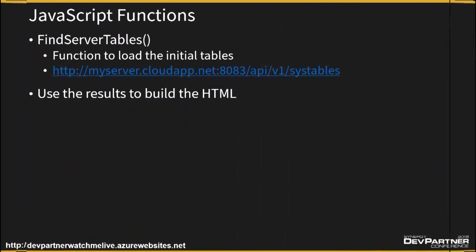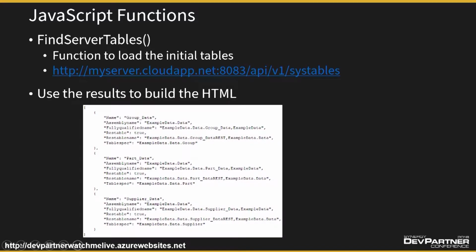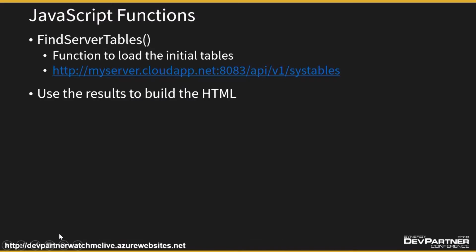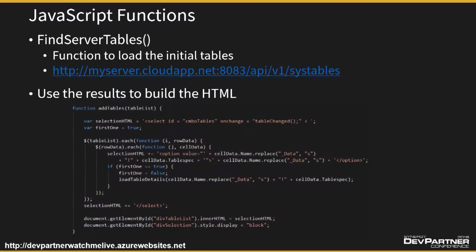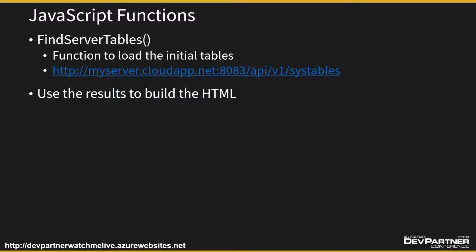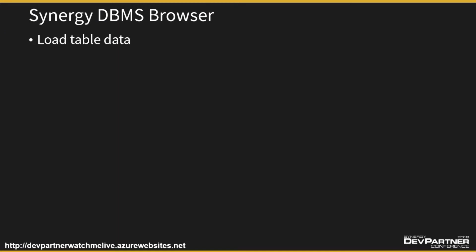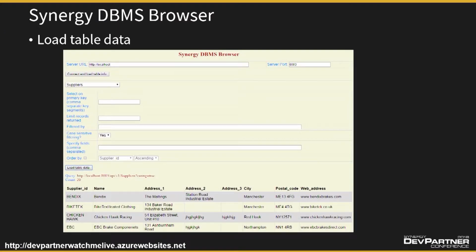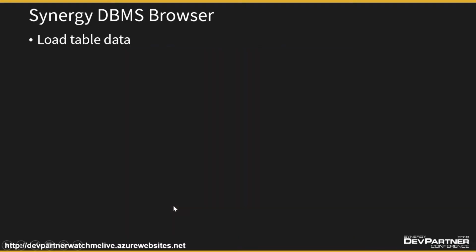Once we've loaded the data, it'll run the find server tables function, and that will go off and bring back the data we've asked for. Okay? So that's the information we get back that tells us what tables we've got. This is where we can process those tables and create the information in the drop-down combo box. And once we've done that, we can then say, query the database, and we'll see the tables, the information directly from the server.